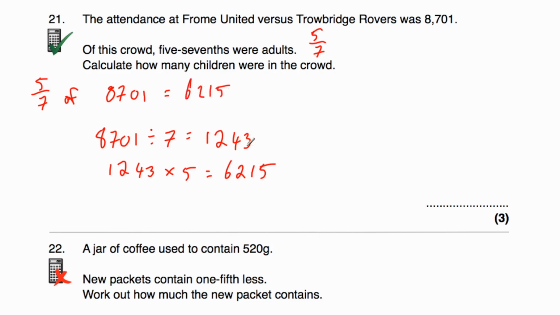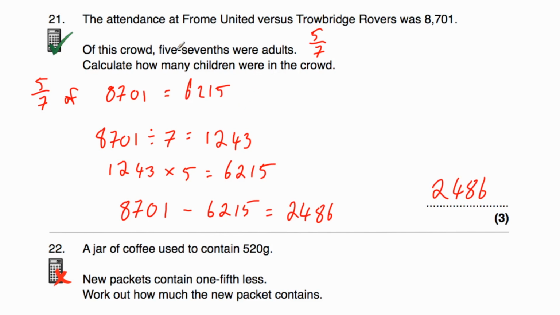And then we can just take that away from the total crowd to work out how many children there are. So 8,701 take away 6,215 is equal to 2,486. So that means there's 2,486 children in the crowd. So that's one way we could approach that question.